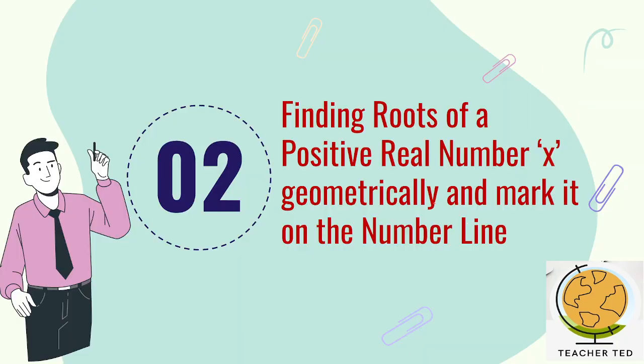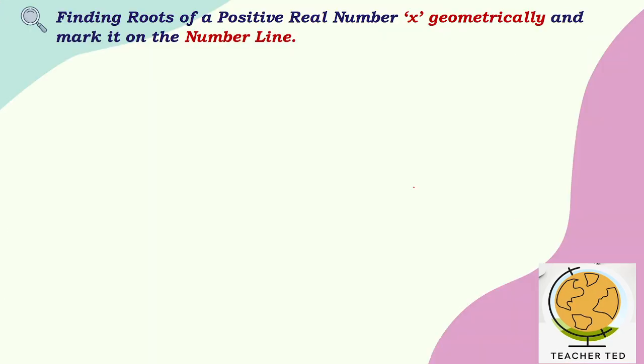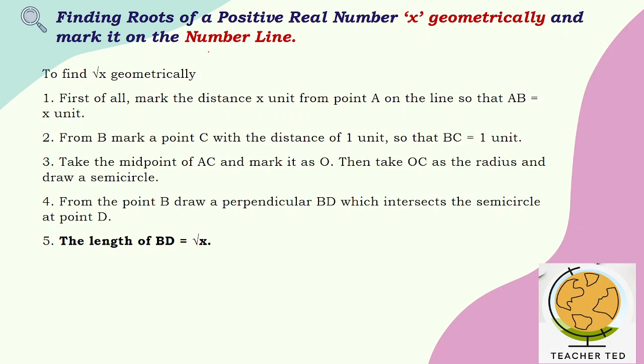Let us go to the next topic. This is very important: finding the root of a positive real number x geometrically and marking it on a number line. So how to do this? Let us take x. We need to find root x geometrically. First of all, you need to draw a line from A to B with a distance of x units. If it is 5.1, take 5.1 centimeters, or if it is 10, take 10 centimeters.